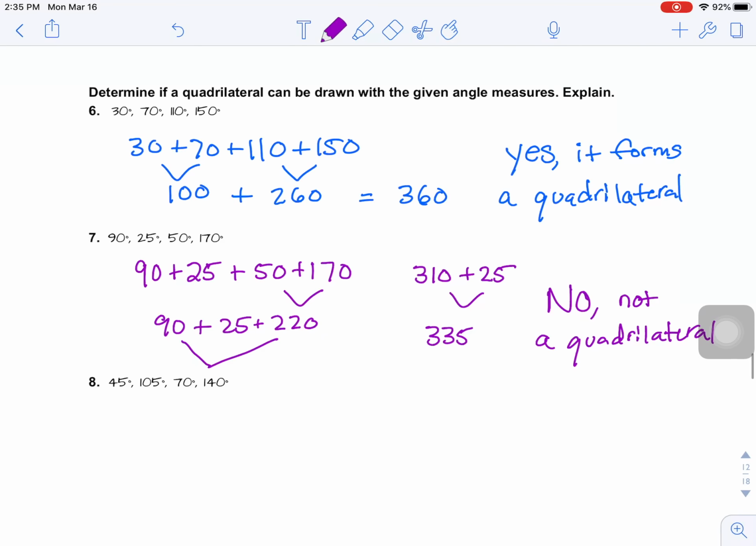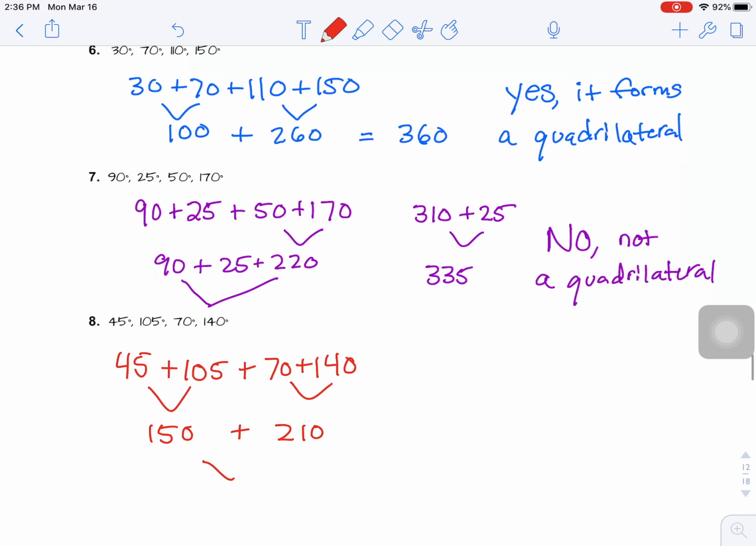And then the last one down there, if we added those, 45, 105, 70, and 140. So here, 45 and 105 would add to 150. 70 and 140 would add to 210. 150 and 210 does add up to 360. So this one would also be yes.